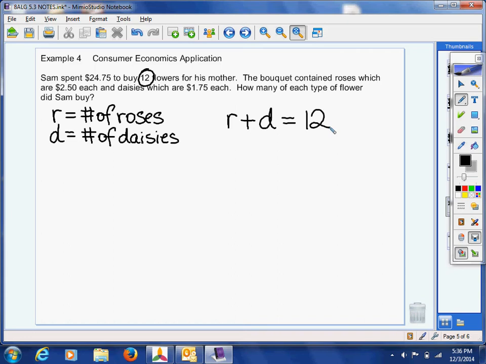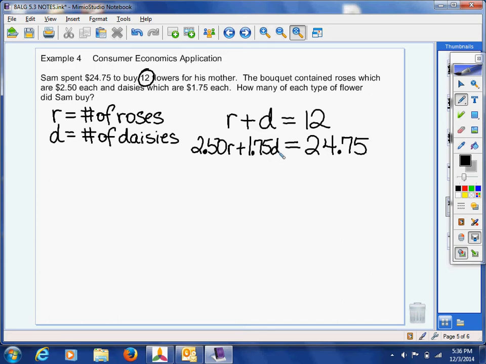Now, the second equation has to do with the money, okay? We know how much he spent in all, so we know the total. That's going to go way over here. Okay, we know he spent $24.75. And the only other thing we know is how much each flower cost. So we know the roses were $2.50 each, and we know the daisies were $1.75 each.